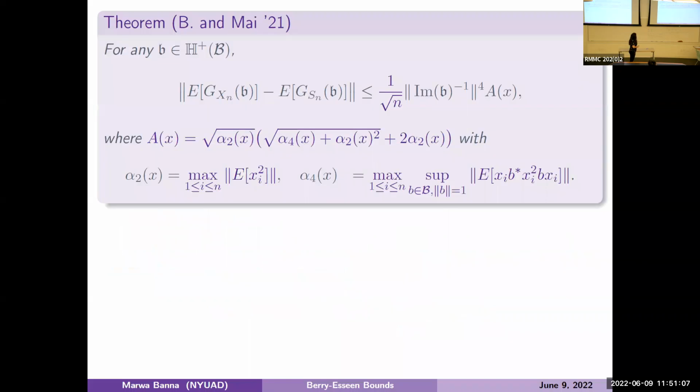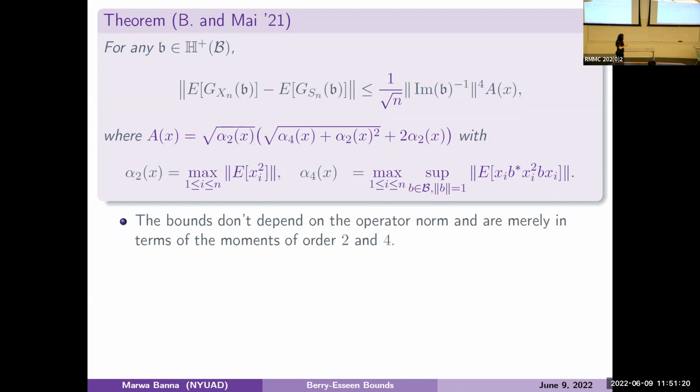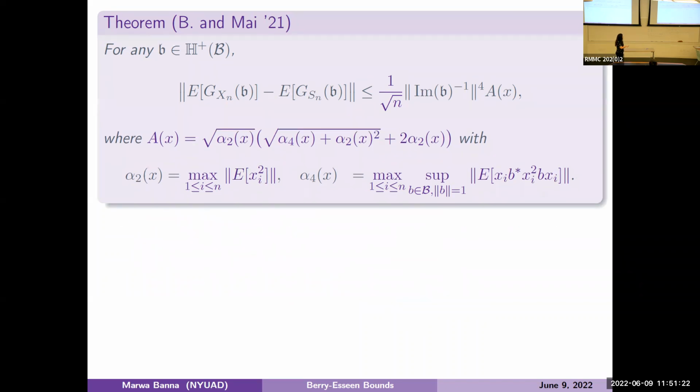So applying our theorem, we prove that the Cauchy transform of xn is compared to that of Sn in this way. We have order of 1 over square root of n. And here again, the n that was there will be killed, and we obtain 1 over square root of n. And we have here bounds in terms of the moments. And then we can relate the moments of the yi's to those of the xi's.